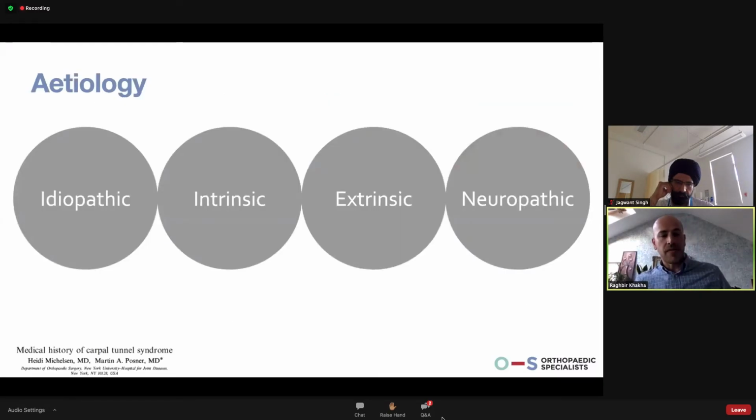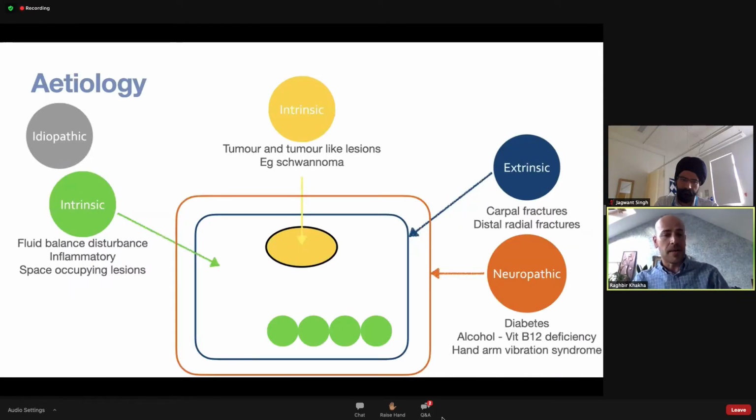So I tend to think of the etiology behind carpal tunnel according to 4 different factors. The most common cause is idiopathic, whereby there is no true underlying cause, at least as we understand at this current state of play. Otherwise, one would think of intrinsic causes, extrinsic causes, and neuropathic causes. So this is again a diagram reflecting that. You can get intrinsic problems within the nerve fiber and the nerve itself.